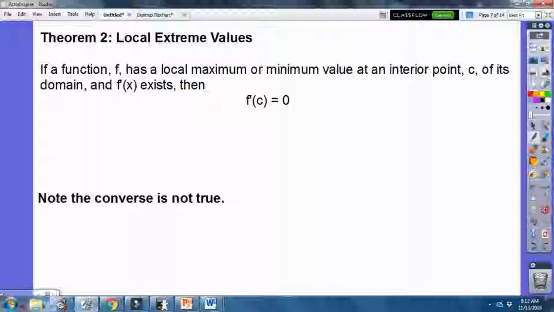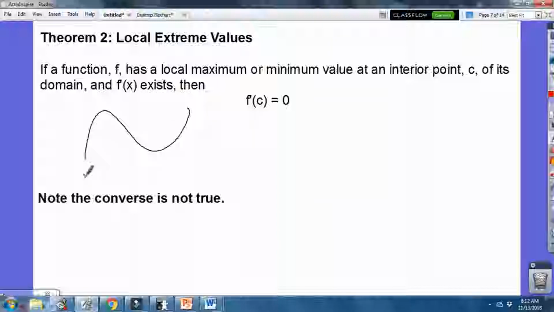Now let's consider theorem 2. If a function f has a local maximum or minimum value at an interior point c of its domain and f prime of x exists, then f prime of c equals 0. All that's saying is, if there's a max or a min, let's consider the previous graph. If there's a max or a min, we say that f prime of c equals 0.